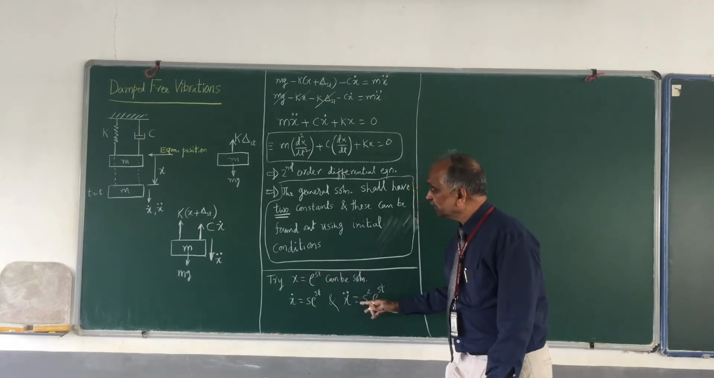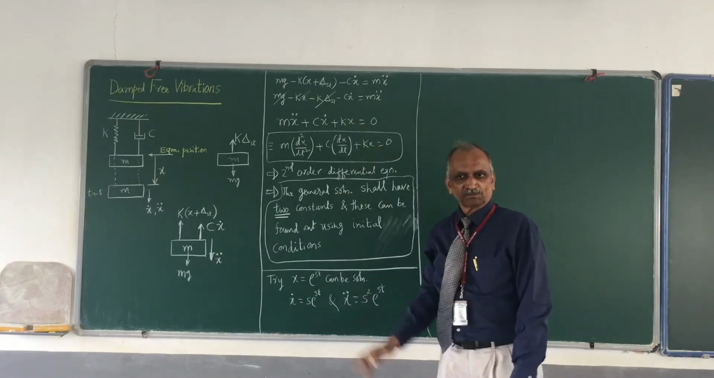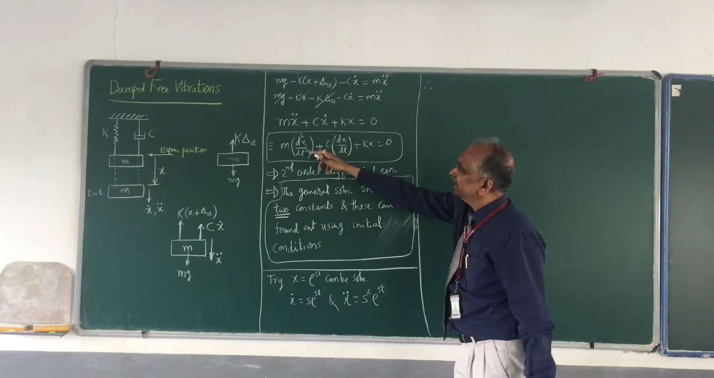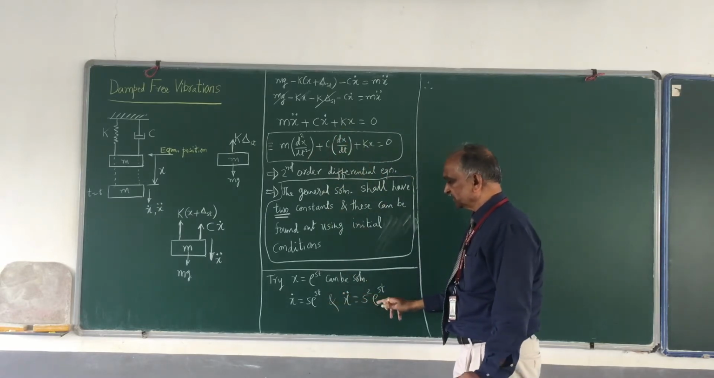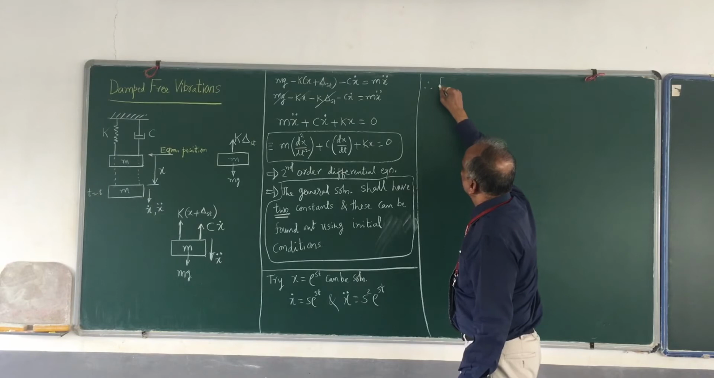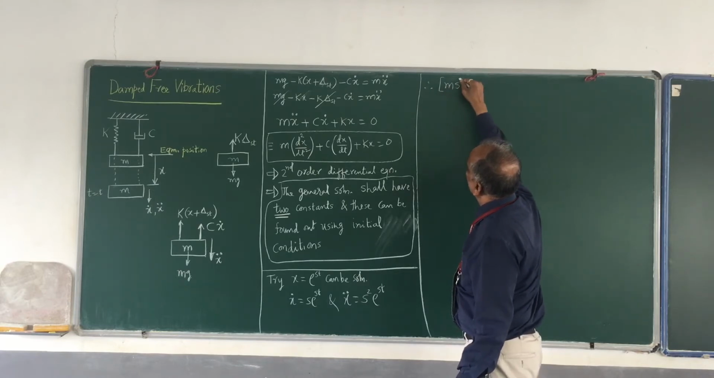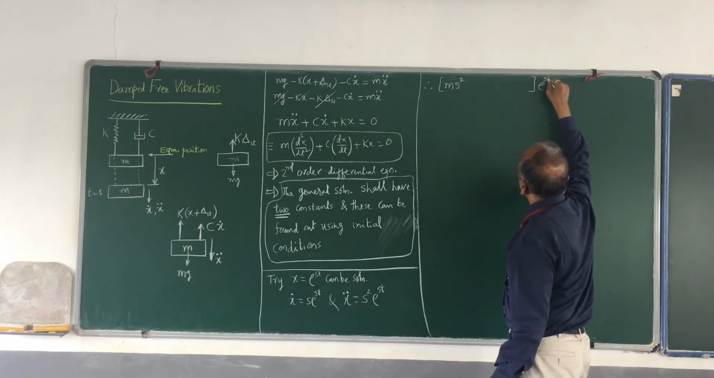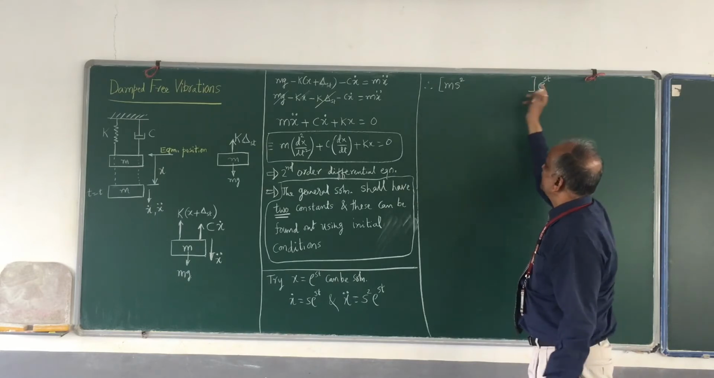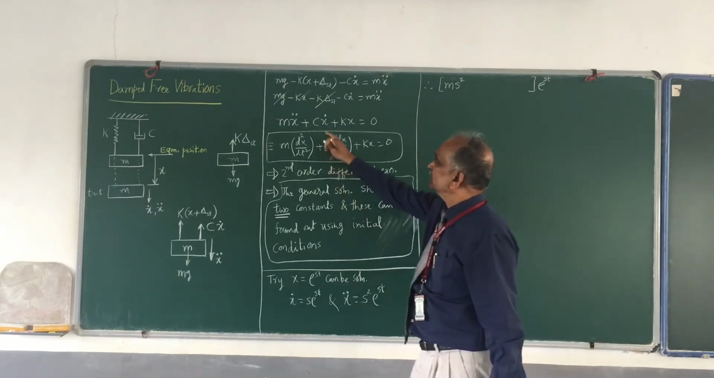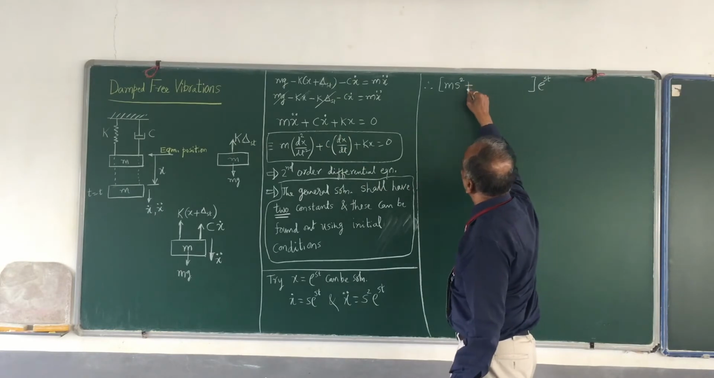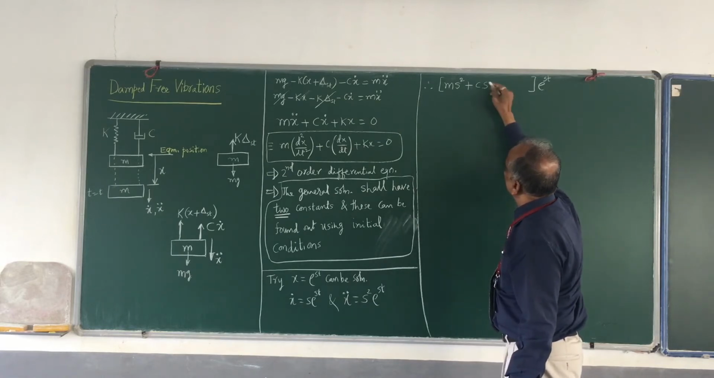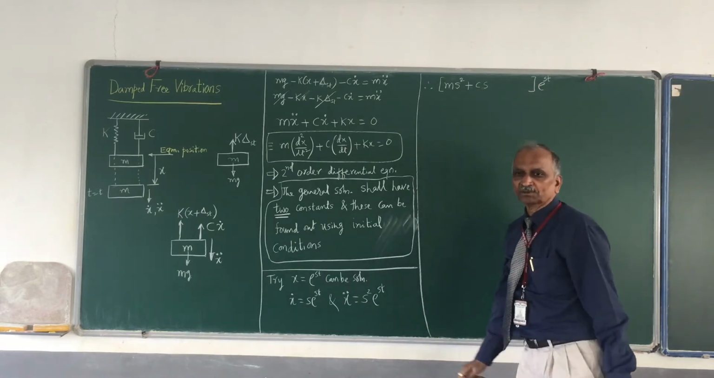If this is the solution, when I substitute here, then this also must be satisfied. Therefore, I would like to substitute both things. What is that? m into x double dot, m into s square into e raised to st. I shall write e raised to st separately. The first term, m s square into e raised to st, then plus c into x dot. x dot is what? c into s into e raised to st. e raised to st has been taken outside.